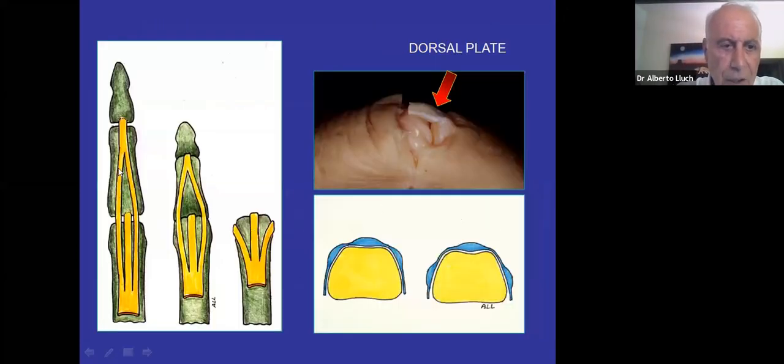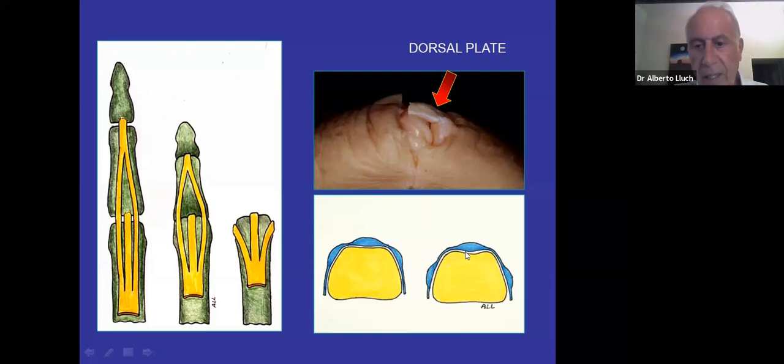So seen from the top, here's the extensor tendon, central slip, middle phalanx, lateral bands. This is the distal extensor tendon. And when we flex the joint a little bit, the lateral bands start moving to the sides. And when we move the joint into full flexion, then the lateral bands are completely at the sides of the condyles of the proximal phalanx. The central slip always stays in the middle.